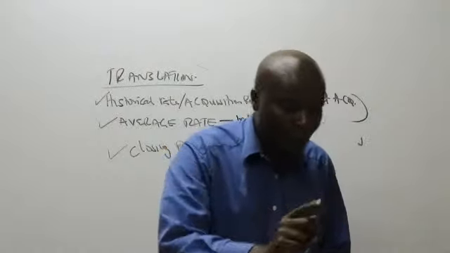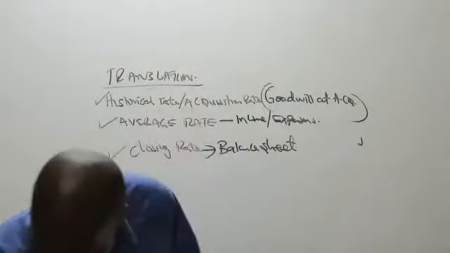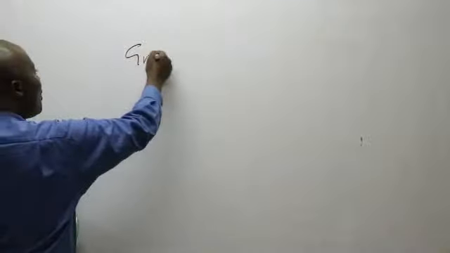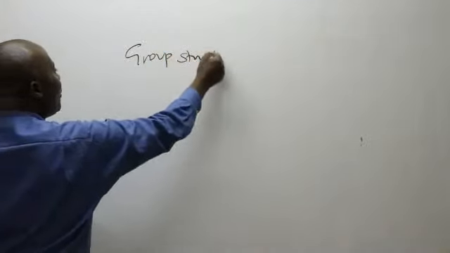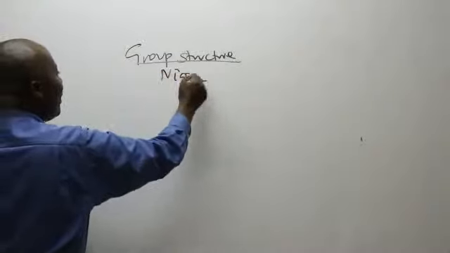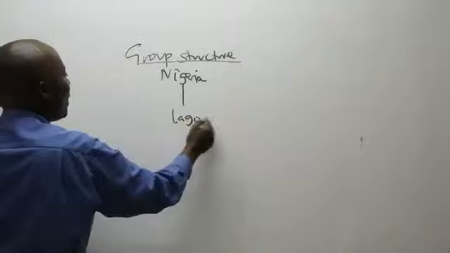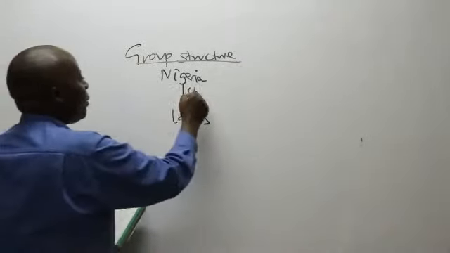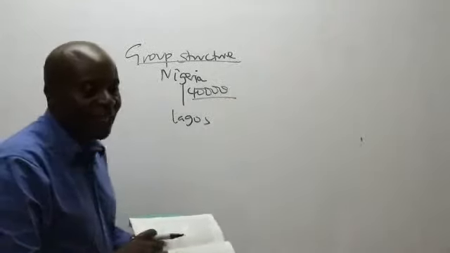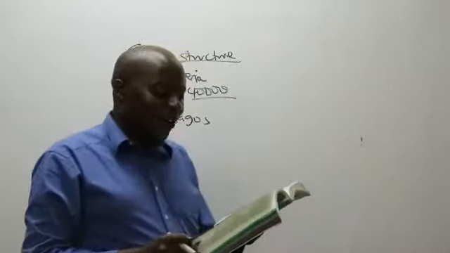Let's first find the group structure from there. This is a very easy question. So group structure, what do we have here? We have, ladies and gentlemen, a company, in this case called Nigeria, buying a smaller company called Lagos. But remember, they took how many shares of Lagos? 40,000. Out of how many shares does Lagos have?